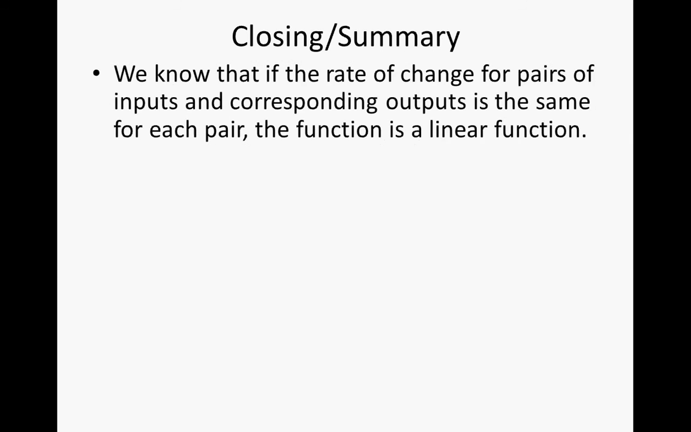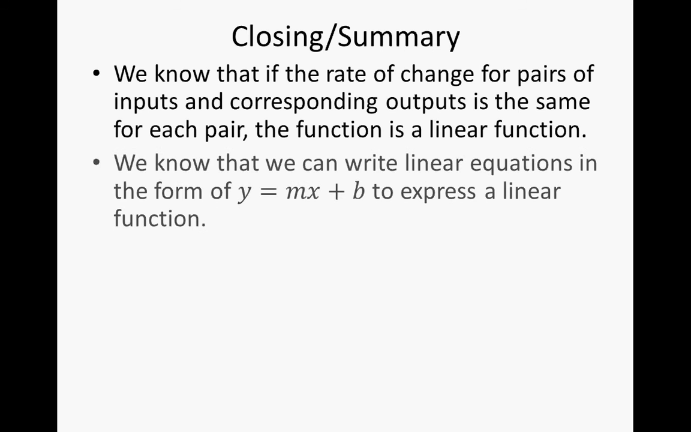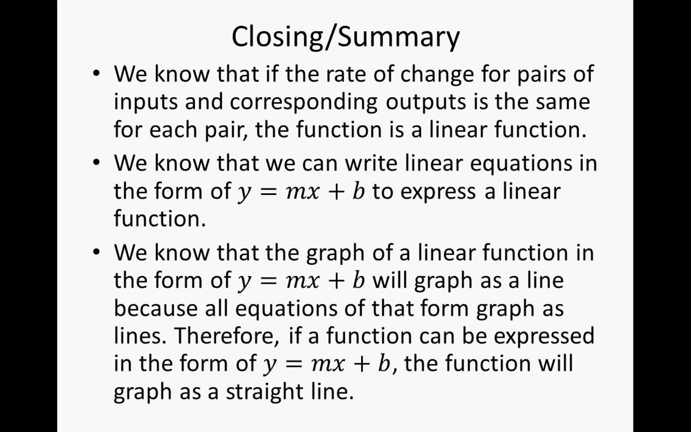And to wrap up, we know that if the rate of change for pairs of inputs and corresponding outputs is the same for each pair, the function is a linear function. We know that we can write linear equations in the form of y equals m times x plus b to express a linear function. We know that the graph of a linear function in the form of y equals mx plus b will graph as a line because all equations of that form graph as lines. Therefore, if a function can be expressed in the form of y equals mx plus b, the function will graph as a straight line.